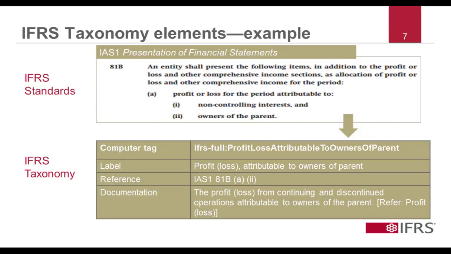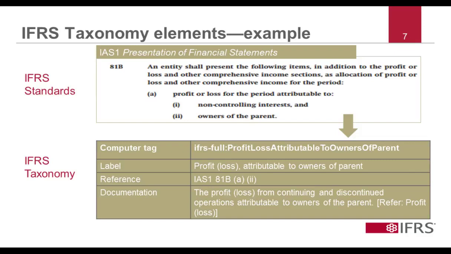Going now to our next slide, this presents an example of an IFRS Taxonomy element. And this shows us the process by which information regarding disclosure in an IFRS Standard is incorporated into the taxonomy. This is a disclosure requirement from IAS 1. The requirement requires an entity to present information about the profit or loss attributable to owners of the parent. Consequently, an element was created in the IFRS Taxonomy with this label.